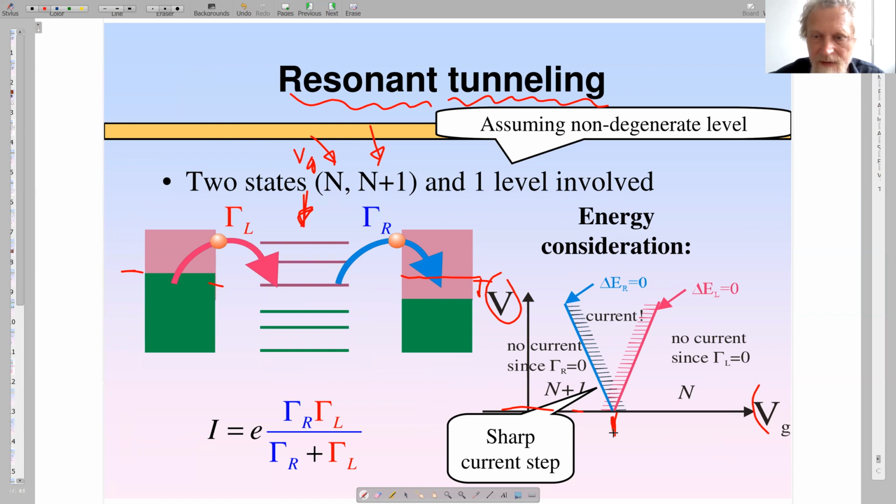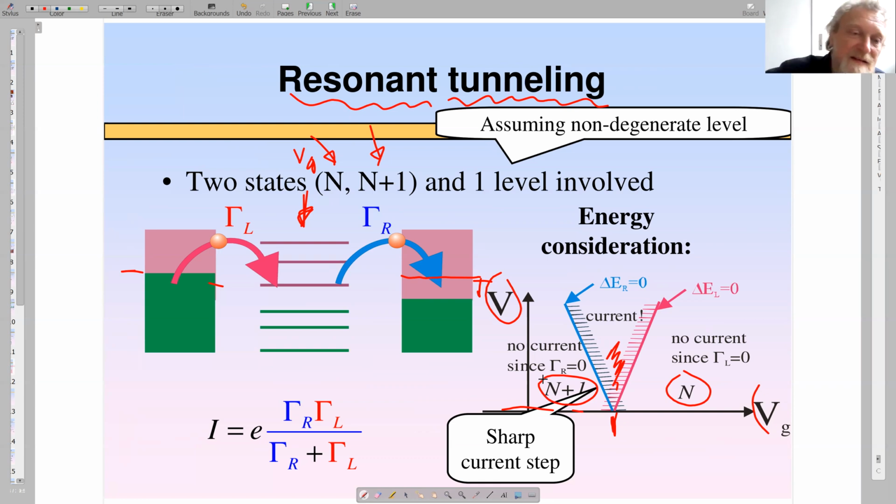Then we increase bias voltage, and we see that transport current persists in this area, which is in fact a part of the Coulomb diamond, right? So there is a part separating two Coulomb diamonds at n electrons and n plus 1 electrons. Right, so in this region there's a current.